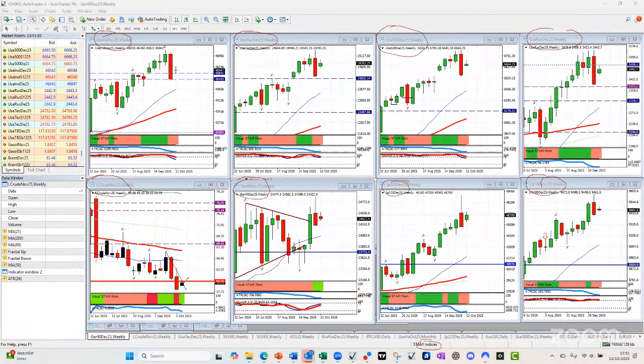As we can see, oil has basically drifted beneath 60. No surprise, we talked about that last week. It has come back up to test it, and I'll be interested to see how that plays out.